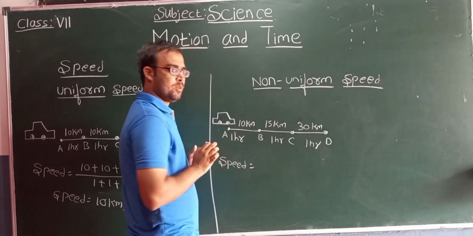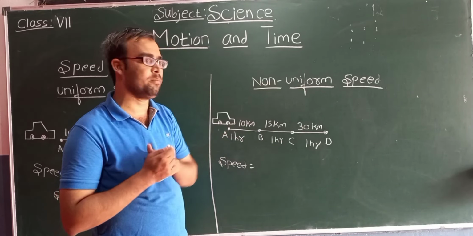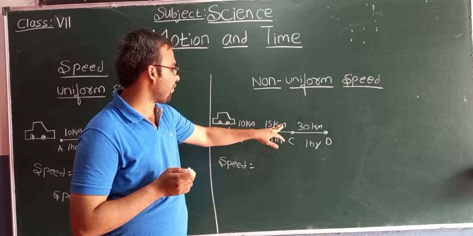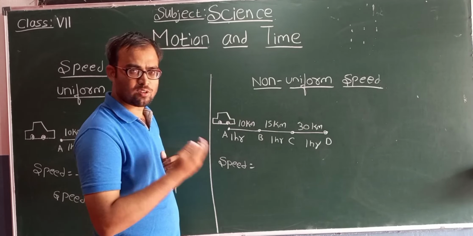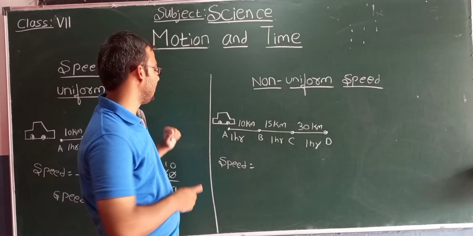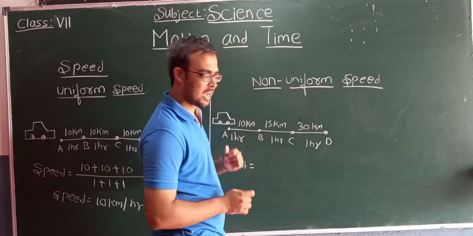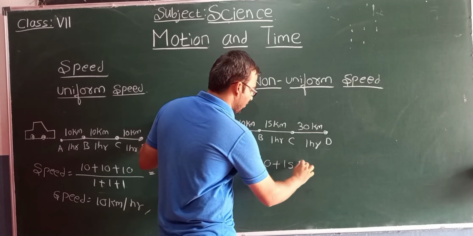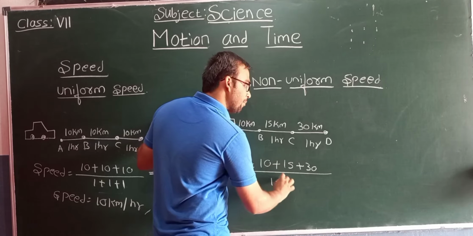This is not same. Okay, so this kind of motion or movement is called as what? Non-uniform speed. Why? Because first hour 10 kilometer, next hour 15, and in next hour 30 kilometers. This kind of speed is called as non-uniform speed. Then how to calculate speed? Same. Total distance covered by total time taken, that is 10 plus 15 plus 30 divided by 1 plus 1 plus 1.